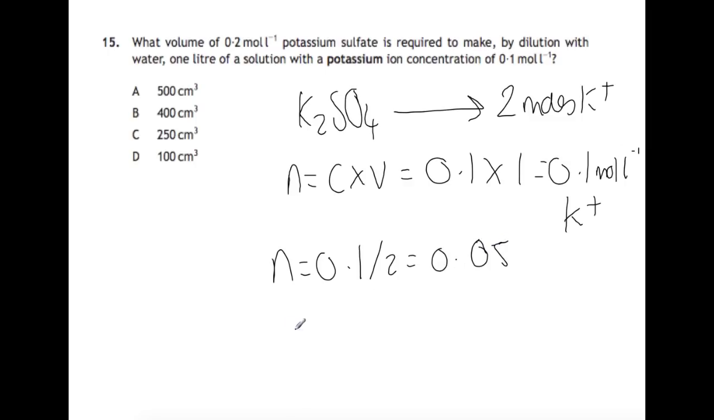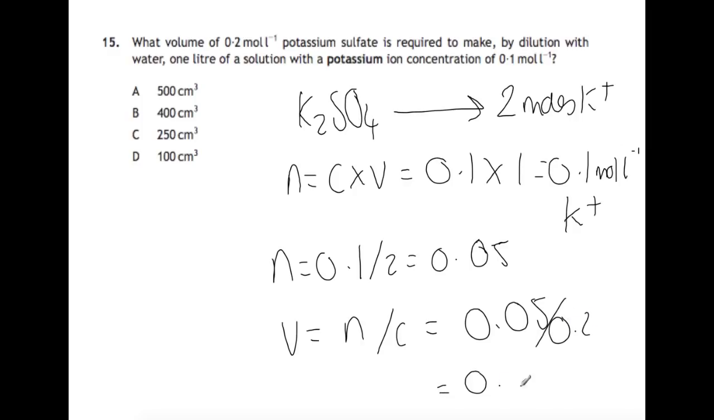And then we can rearrange the equation to allow us to work out volume. So we know now we need 0.05 moles of potassium sulfate solution, and the concentration is 0.2, which gives you a volume of 0.25 litres. All of the answers are in centimetres cubed, so you need to times by 1,000 to give you 250. So your answer is C.